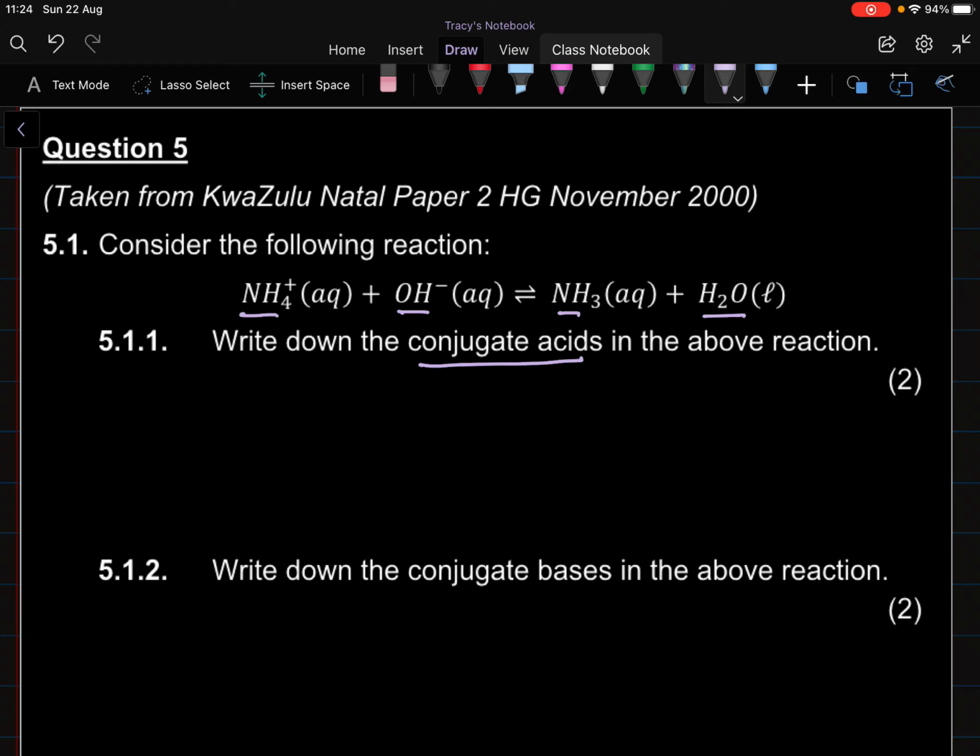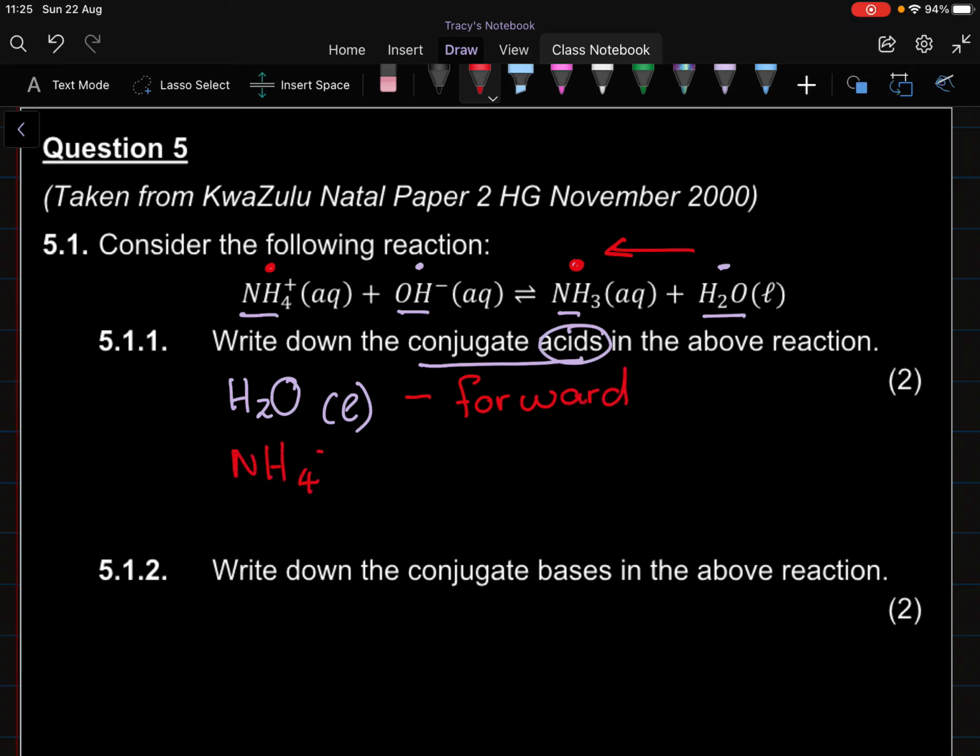Okay, we need to be careful here. This is an acid, that's its conjugate base. This is a base, this is its conjugate acid. So actually there's one, and it's the liquid. I know they've said acids. Sometimes, because it's a reversible reaction, what they're saying is if we go reverse the reaction, so if we go that way around, this is a base, this becomes its conjugate. So this is the conjugate for the forward reaction. This is the conjugate for the reverse reaction.